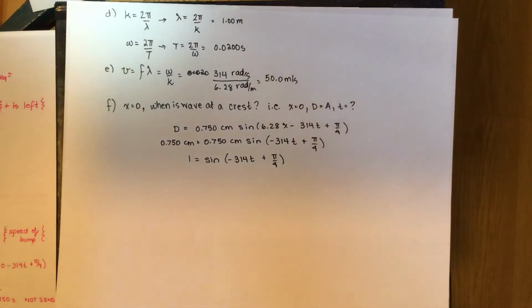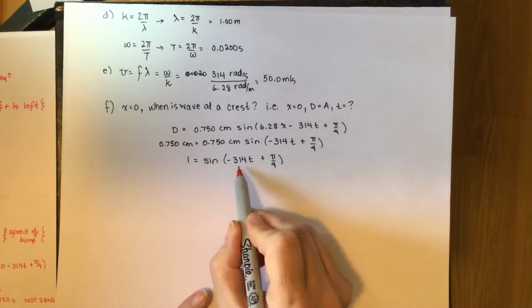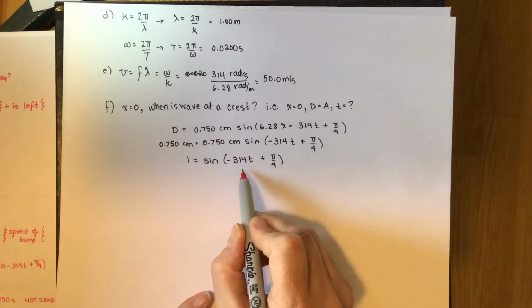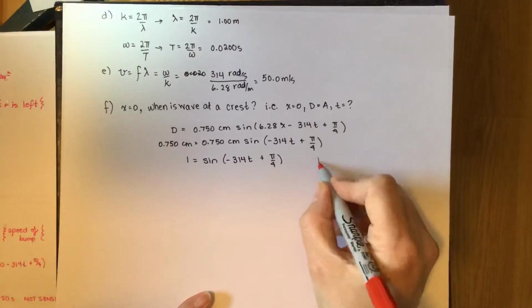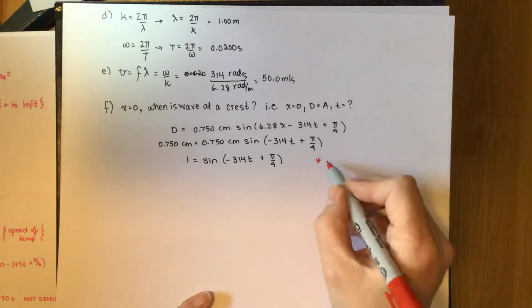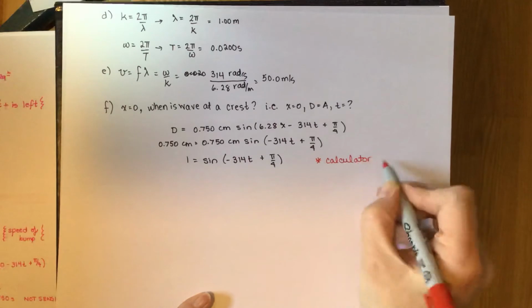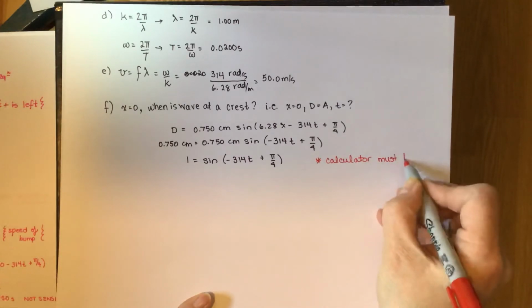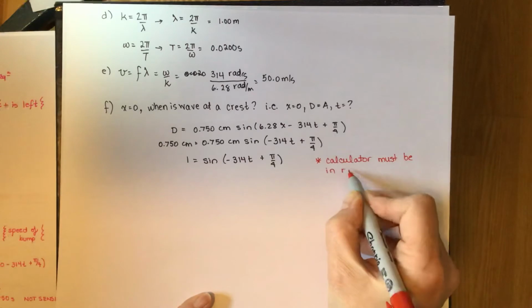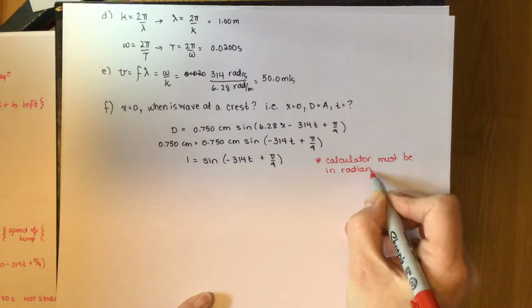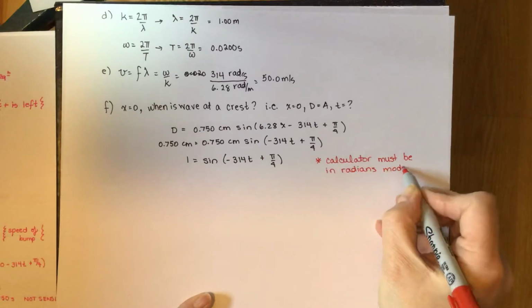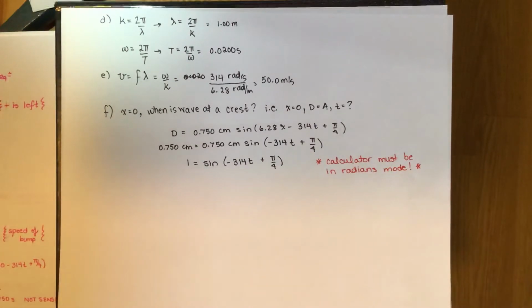One hiccup we often get to in these problems is that as we do calculations, let's remember our units. This is 314 radians per second. This is pi over 4 radians. So whenever you're doing anything in this unit, your calculator has to be in radians mode. So that's pretty important to remember. Okay, let's get to solving it.